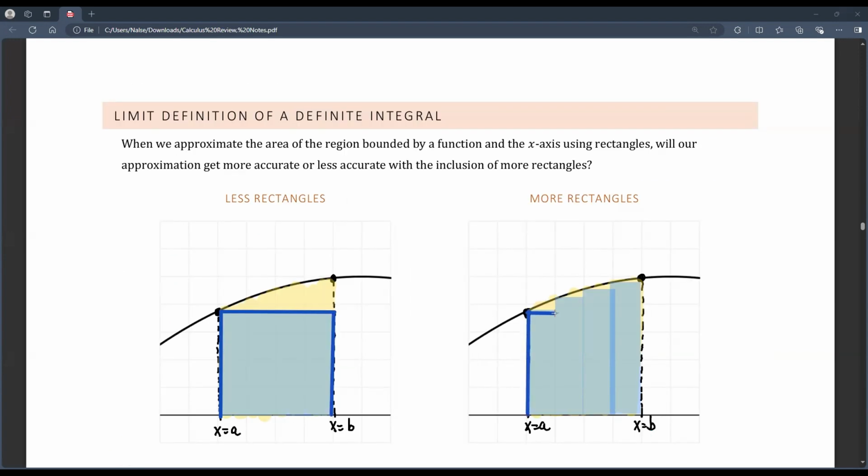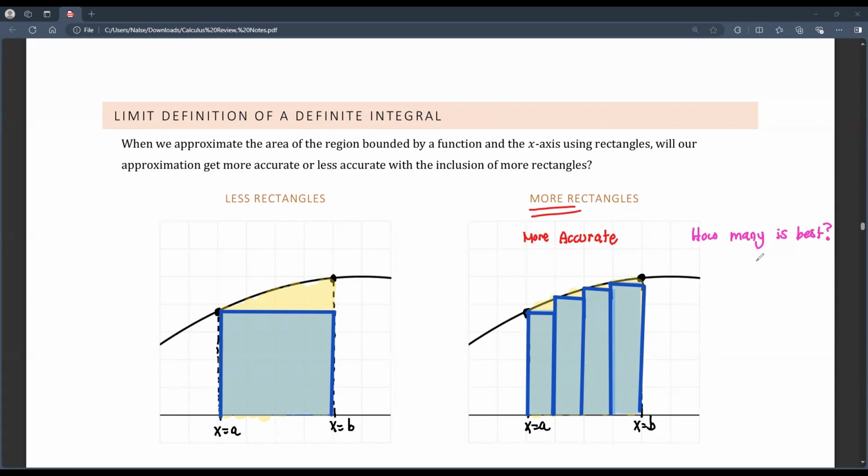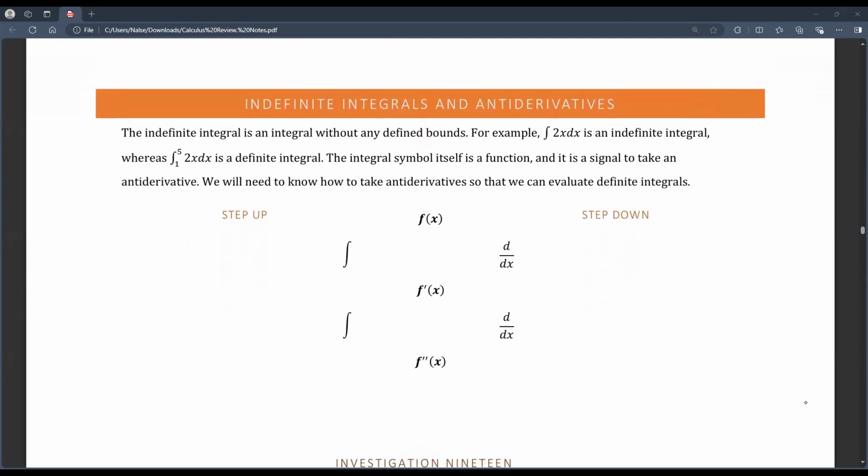When we use rectangles to make area approximations, we should observe that the approximation will get more and more accurate with the inclusion of more rectangles. Furthermore, if we were able to include an infinite number of rectangles into any one region of space, it would give us an exact area. And this is what an integral is. A definite integral is the sum of the areas for an infinite number of rectangles. The integral sign itself looks like an elongated s, and this s stands for sum.